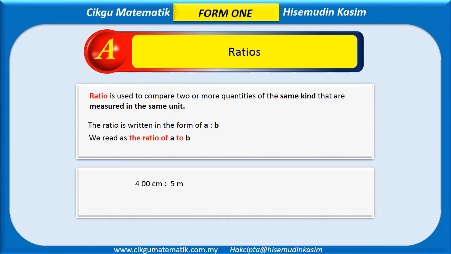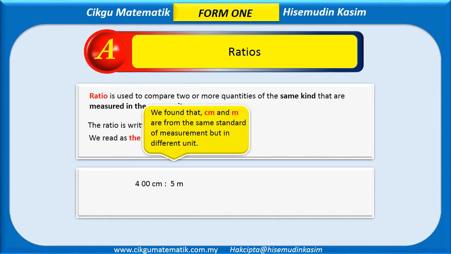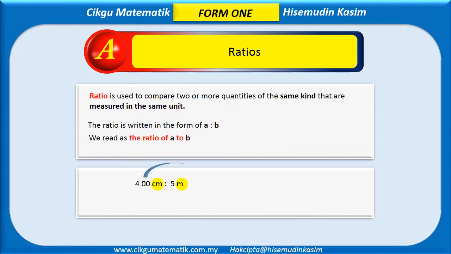The ratio of 400 cm to 5 m. We found that cm and m are from the same standard of measurement but in different units. We convert to the ratio of 4 m to 5 m. Now both have the same unit, m. So the ratio is 4 to 5.